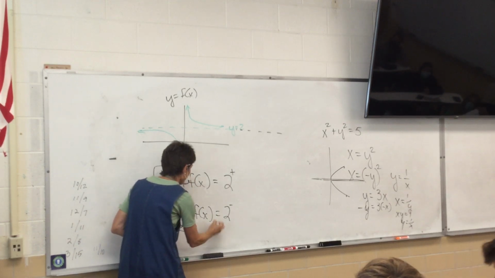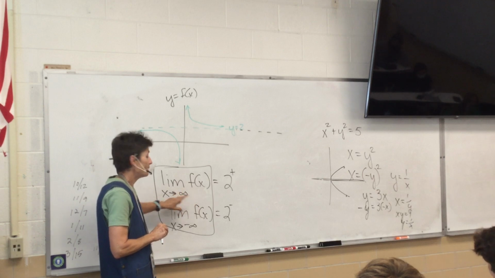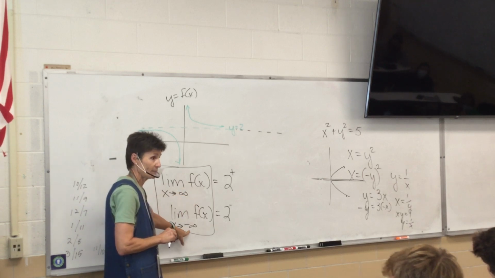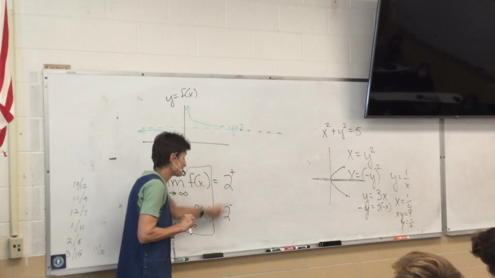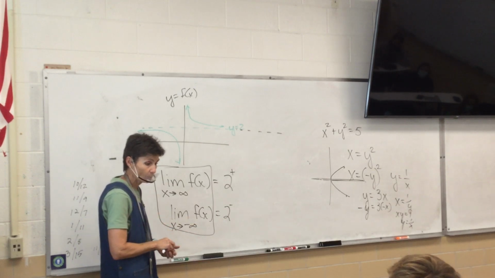This right here never changes. That's how you express end behavior. The limit as x approaches infinity, the limit as x approaches negative infinity. That end and that end. This changes depending on your situation. Okay? All right, let's do the second one.